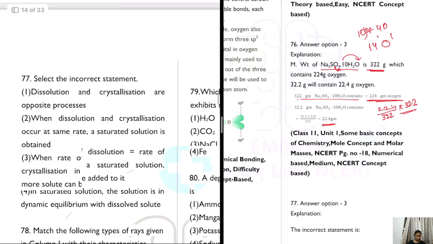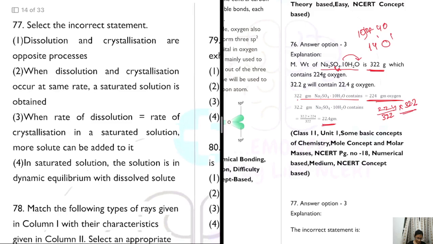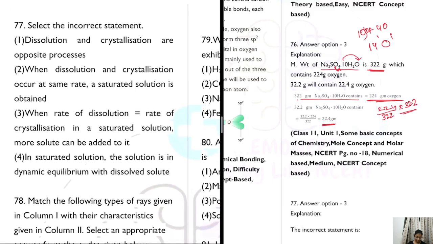Select the incorrect statement. Dissolution and crystallization are opposite processes. Yes, this is true. In dissolution, we dissolve any ion, we break it. In crystallization, we form a solid, that is, ions come together. When dissolution and crystallization occur at the same rate, a saturated solution is obtained. Yes. For example, whenever you dissolve salt in water, it will dissolve till a limit. But when you start dissolving more, you will see some salt settles down, that is, it precipitates. After saturation, you cannot dissolve more salt. So this is also the correct statement.